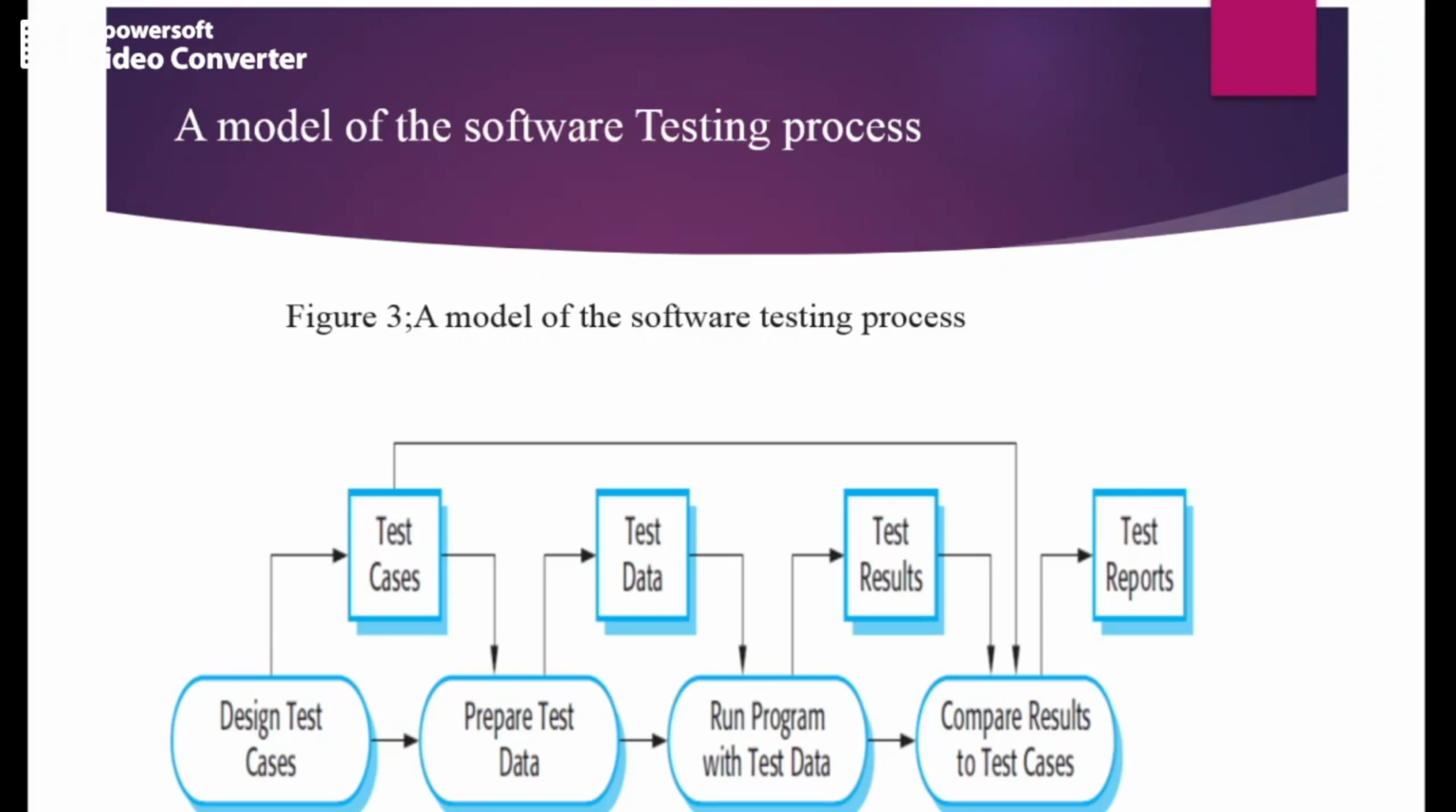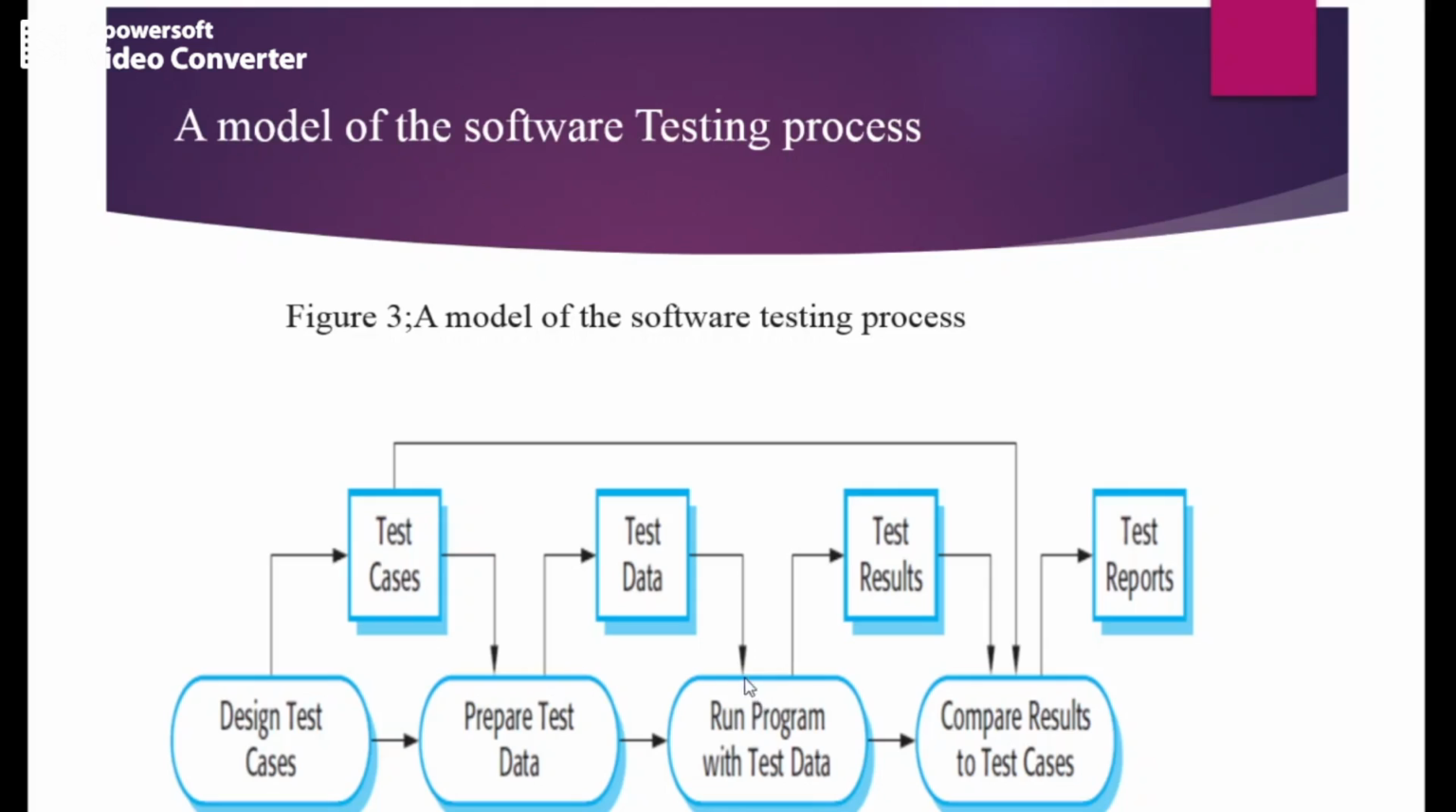Now we'll see a model of the software testing process. So this is the diagram. First you are building the test cases. So you have to design the test cases initially. These test cases will be input. Then you have to prepare the test data. Now you have designed the test cases, and you have to keep the test data ready. The test data means the data which you are feeding to test your system.